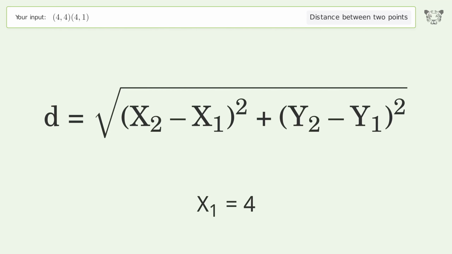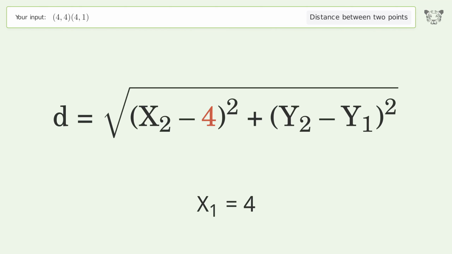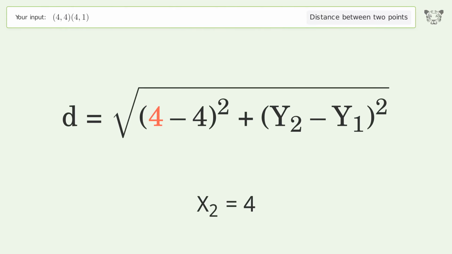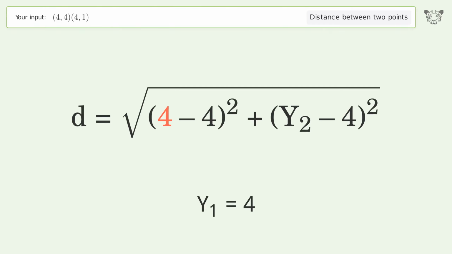x1 equals 4. x2 equals 4. y1 equals 4. y2 equals 1.